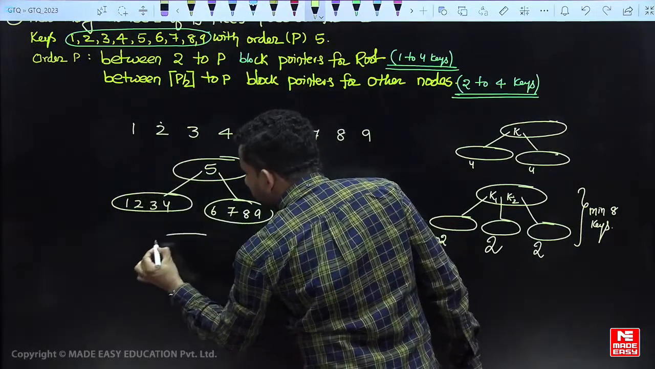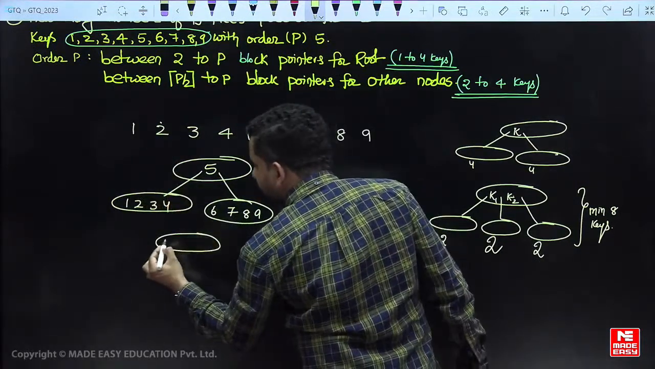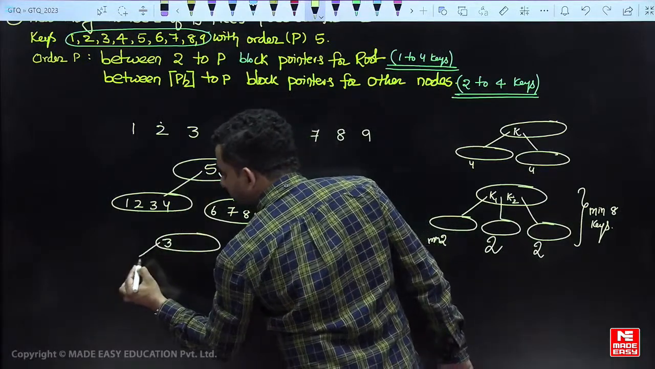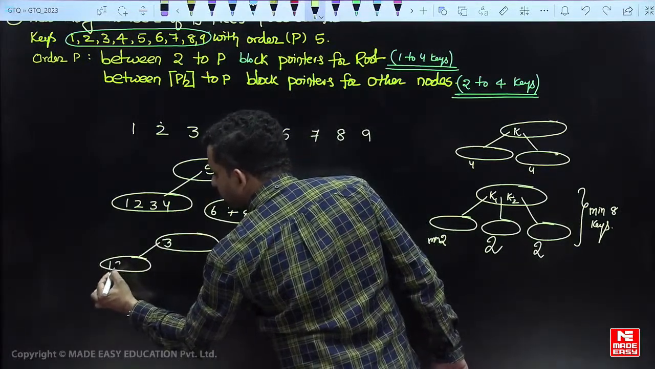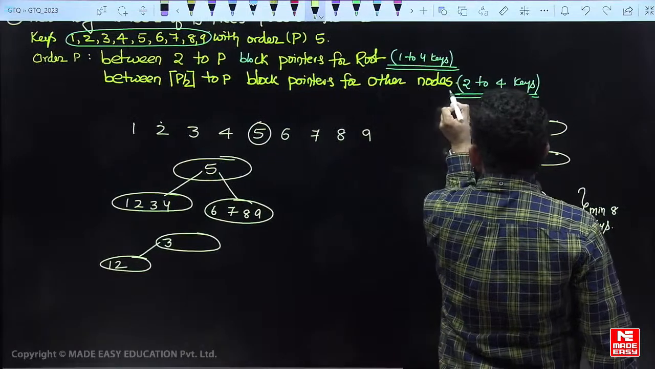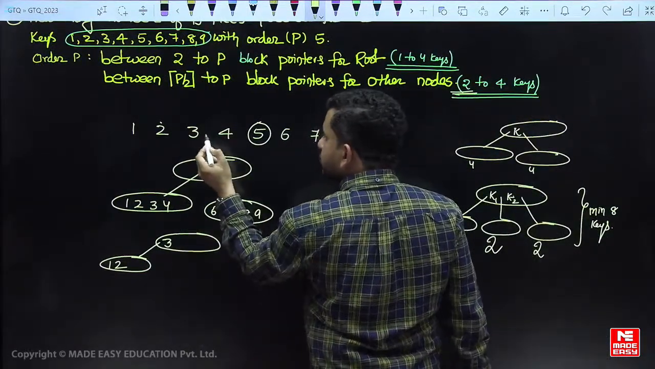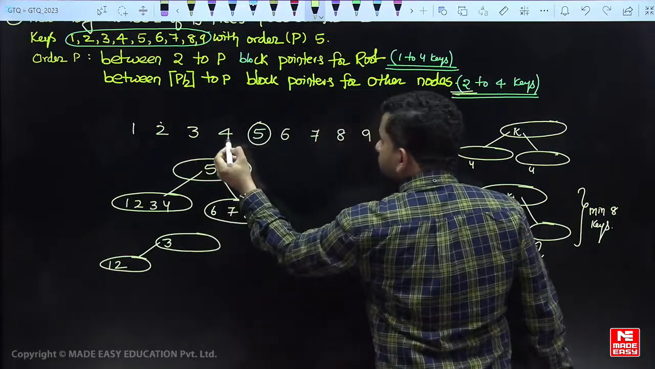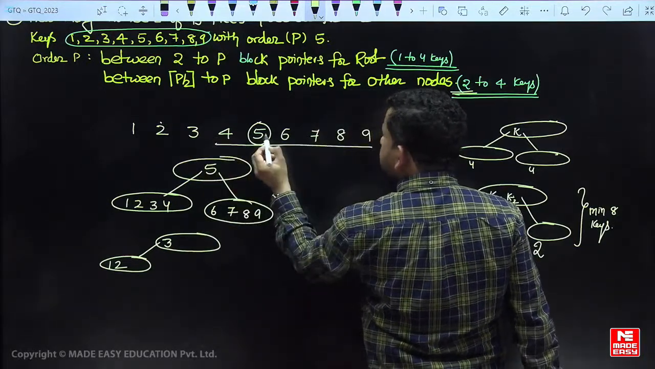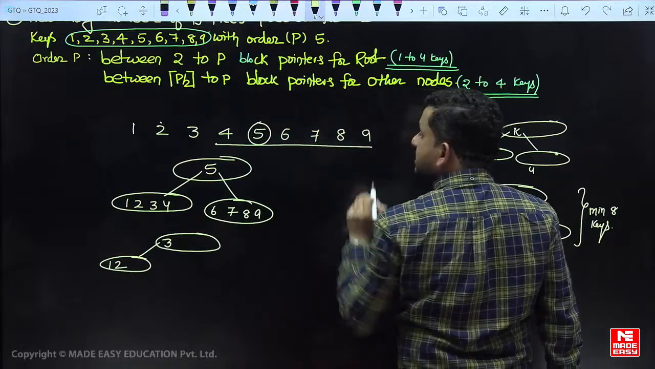Okay, so now if I take 3, then 2 keys in the first node, because a minimum of 2 keys is mandatory other than the root. Okay, so 3 is the root. So the remaining, how many keys are there? 1 2 3 4 5 6 keys are there.